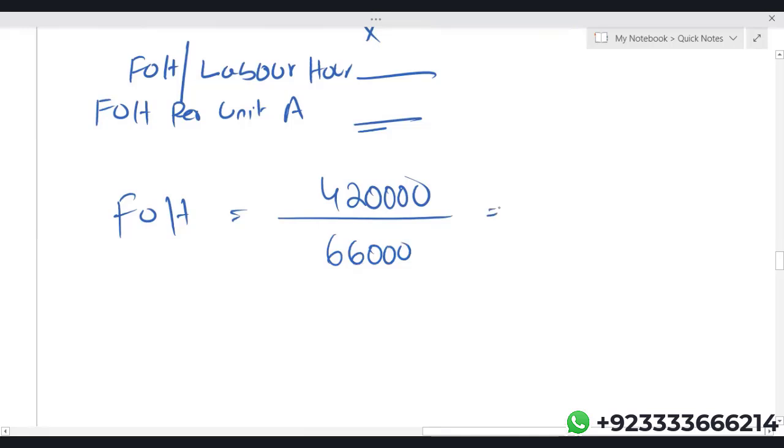So 4,20,000 divided by 66,000. I'm getting 6.363636, and it just goes on. So $6.36 per labor hour.